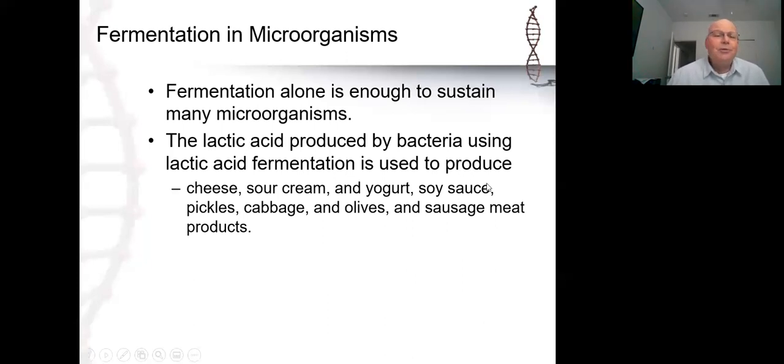Soy sauce is a fermented soybean product, and again, it's a lactic acid fermentation. Pickles, of course, are acidic, it's lactic acid. Cabbage, that's sauerkraut, and kimchi, olives. Sausage meat is kielbasa, pepperoni, salami. They are all preserved by external fermentation on the surface of the meat, and the buildup of salt and lactic acid that prevents the growth of bacteria in the meat product. It's a good way of preserving the sausage meat.